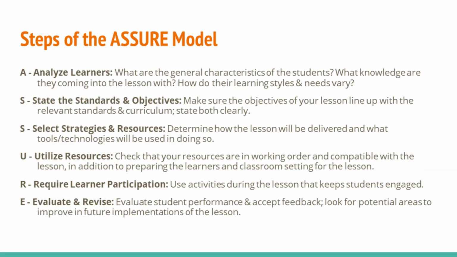The Assure model involves 6 simple steps, each corresponding with a letter in the word. The first step, A, involves analyzing your learners. What are the general characteristics of the students? What knowledge are they already coming into the lesson with? And how do their learning styles and individual needs vary?